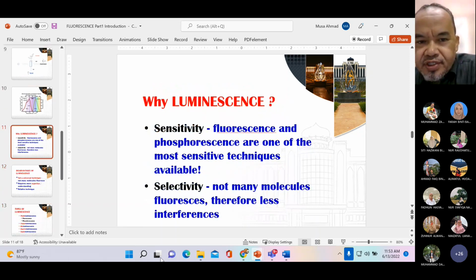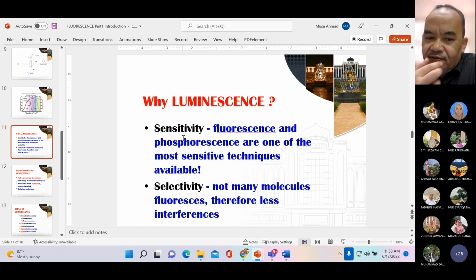Very selective. So these are the two criteria of fluorescence. Number one, very sensitive. Why sensitive? Because of less background signal. Why less background signal? Because we measure at 90 degrees. And then secondly, it's very selective. Why selective? Because not many molecules can fluoresce.